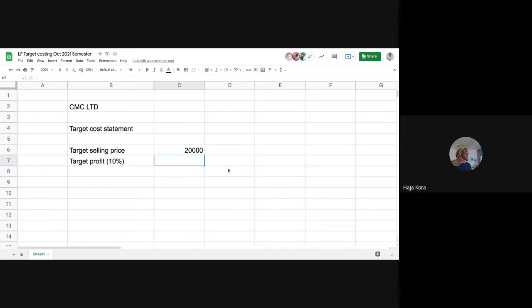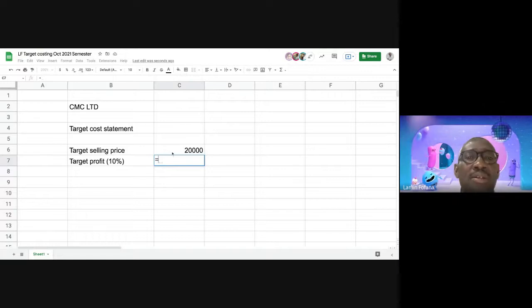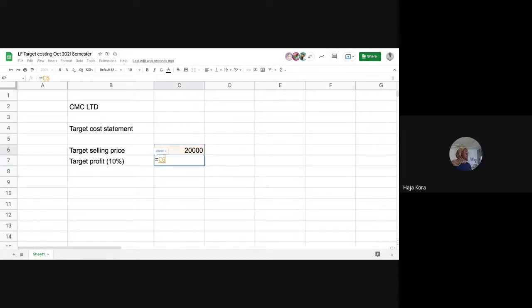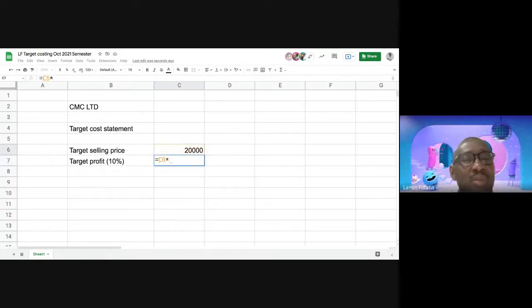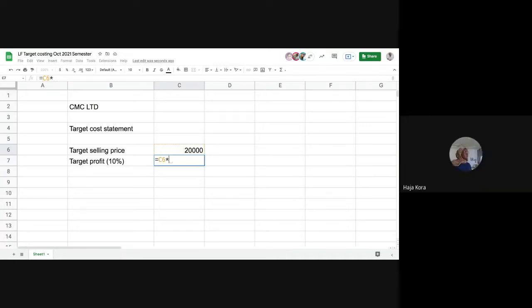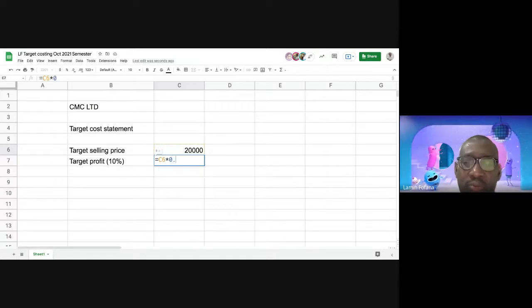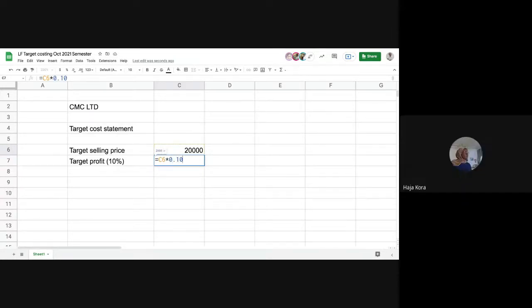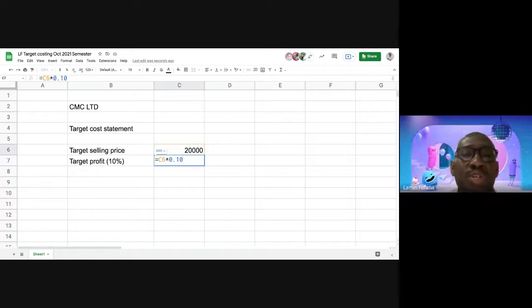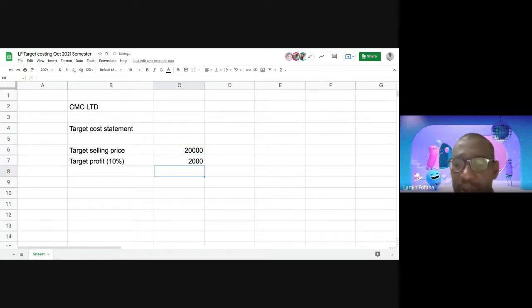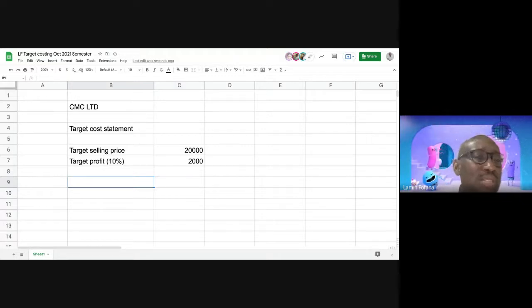Then you click on C6. I click on C6, correct. Then multiply by 0.10 or 10%. Okay, 0.10. Then say enter. 0.1 because 0.1 is the same as 10%. Then we enter. Excellent. Good. And now we've got our target selling price. We got our target profit.